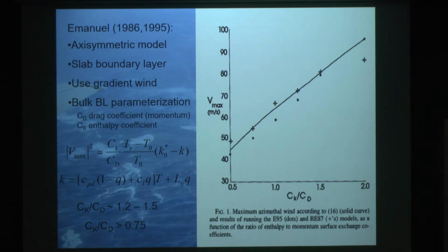There are definitely limitations with this equation because it's an axisymmetric model. He also assumes gradient wind balance in this model. Actually, in the boundary layer, for instance, the gradient wind balance may not work.